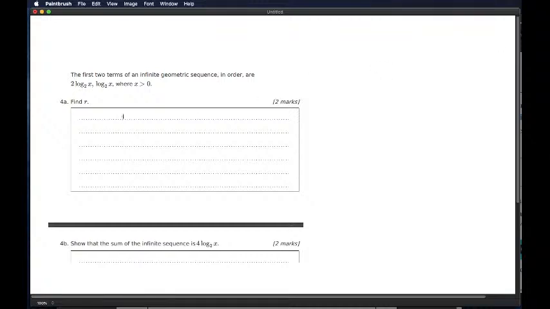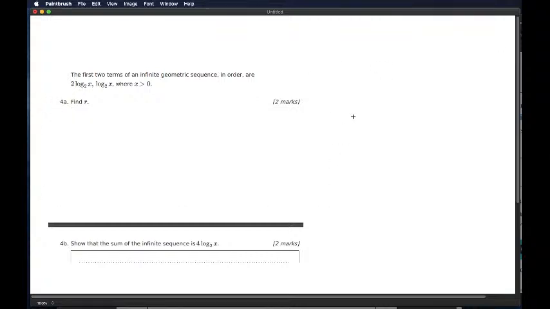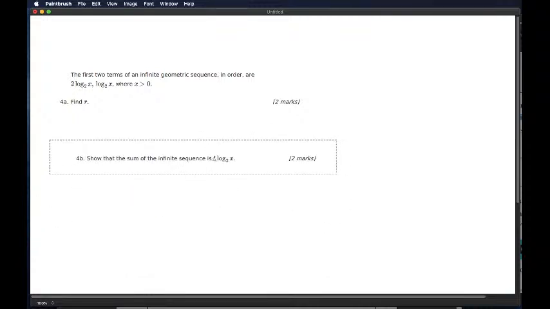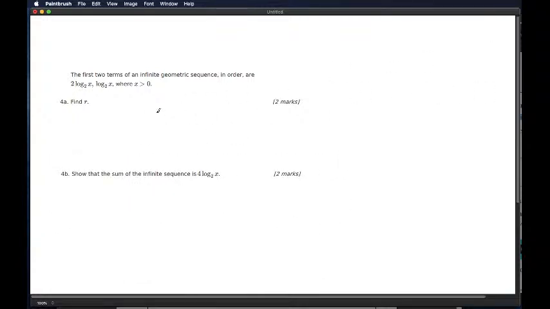4A of the exam, so this one here. For this question, find the common ratio. I told you guys if you want to find the common ratio in a geometric sequence, it's very simple: you just go next divided by previous, right? So the first two terms, if this is u1 and this is u2, it means it's log 2x divided by 2 log 2x. And if you do that, these logs actually cancel, and you have a 1 there, so your common ratio is 1/2.